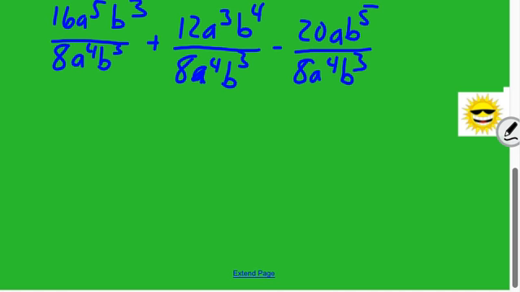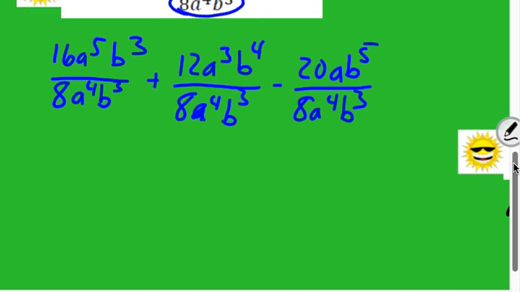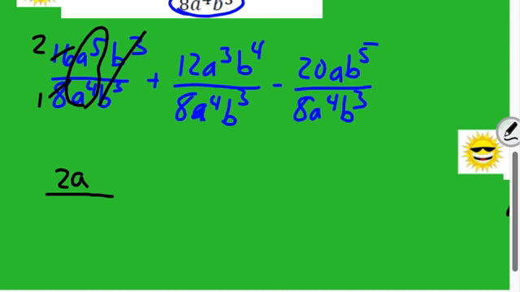Okay, so we got a little bit more going on here. Just take each fraction one at a time. This is going to become a new fraction. 8 goes into 8 once, it goes into 16 twice, so I'm going to have a 2 up here. Where do I have more a's? I have more a's on top, 1 more a, so that's an a to the 1st. B cubed and b cubed, they cancel each other out.